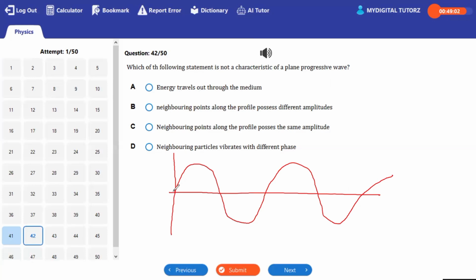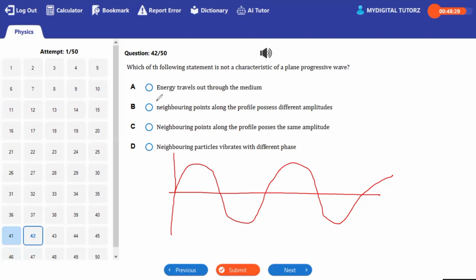That is correct. A wave is said to be a disturbance that transfers energy from one point to another without causing any permanent displacement of the material medium itself. So energy is being transferred as it is moving, a progressive wave. Option B says neighboring point along the profile possesses different amplitude. Option C says neighboring point along the profile possesses the same amplitude. Option D says neighboring particles vibrate with different phase.